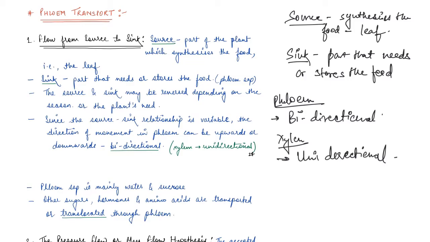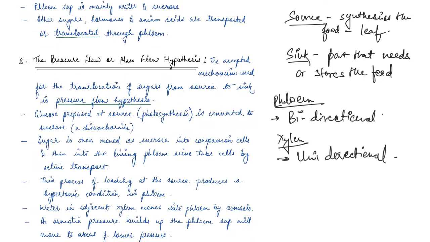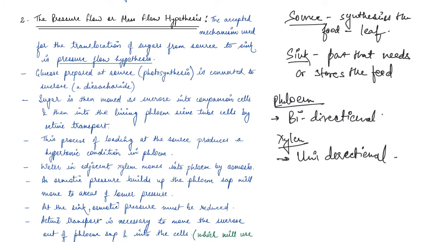Now what is the theory behind this flow, what is the mechanism behind this flow? We'll see that, right? So that is the pressure flow or mass flow hypothesis. Now, what is this mechanism? So basically, this is translocation of sugar from source to sink. And this is known as pressure flow hypothesis, right? Now, what happens here? Glucose is prepared at the source by photosynthesis. We all know that, right?